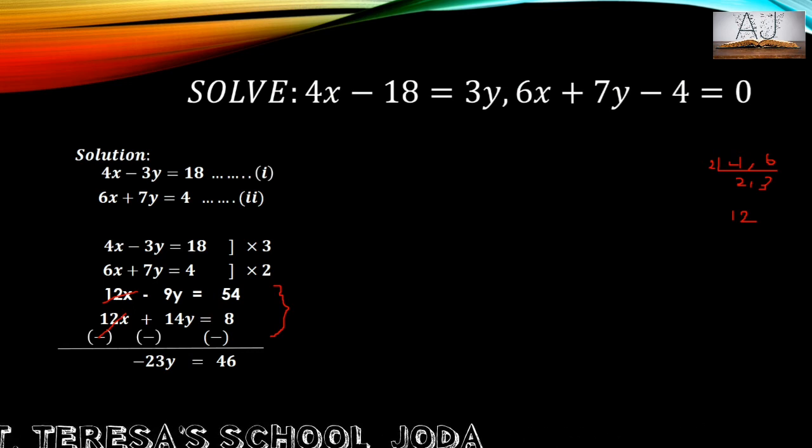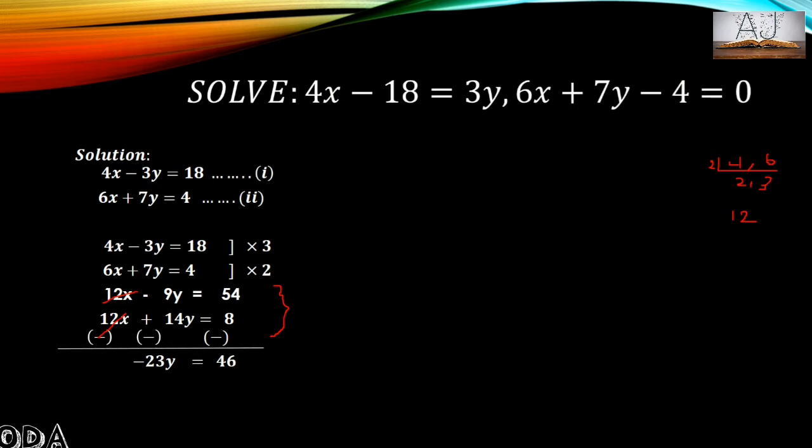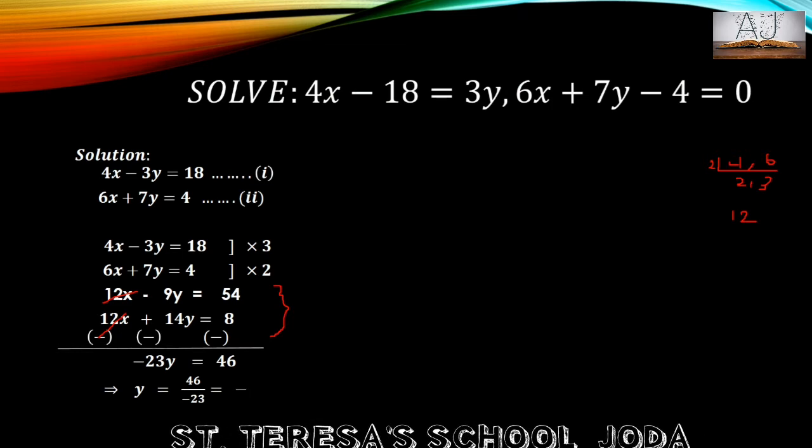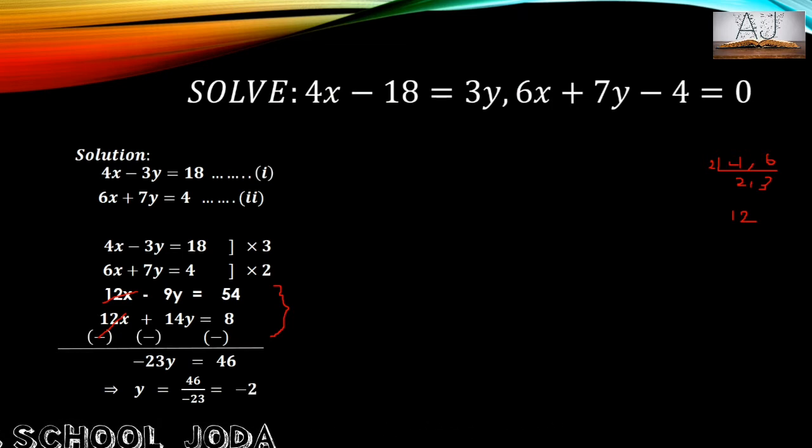So now y equal to, yes, we'll divide. We'll take 46 and divide it by minus 23. So what do we get? Minus 2. So we have got the value of y.